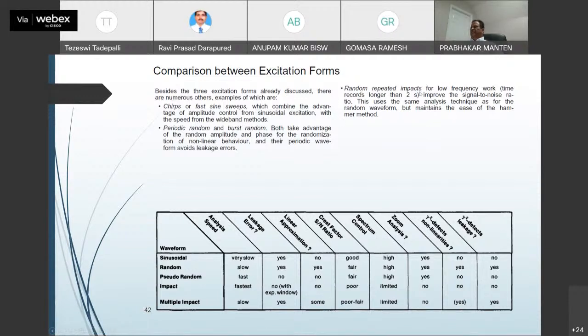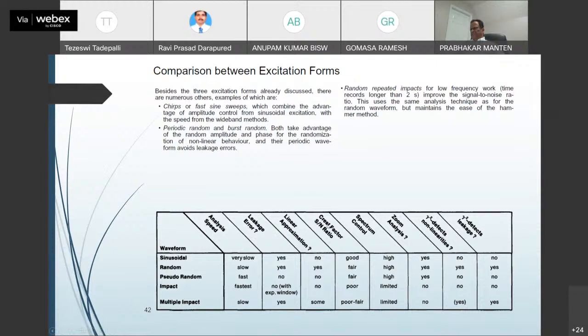Random repeated impacts, for low frequency work with time records lower than 2 seconds, improve the signal to noise ratio. This uses the same analysis technique as the random waveform, but maintains the ease of the hammer. So these are some things to consider. Again, it gives you for each one, whether sinusoidal, random, pseudo-random, impact, or multiple impact, what are all the pros and cons?